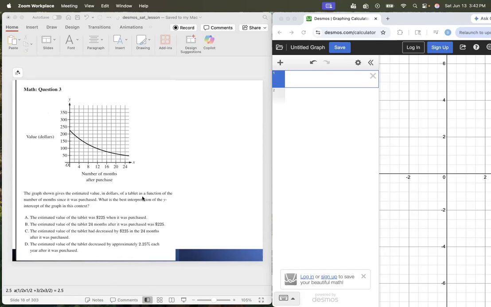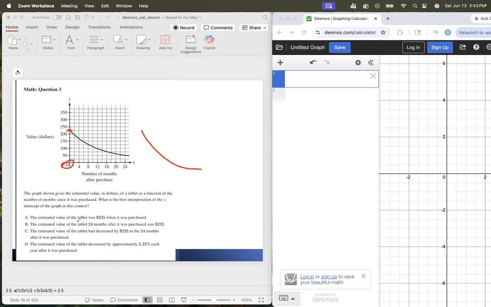The graph shown gives the estimated value in dollars of a tablet as a function of the number of months since it was purchased. What is the best interpretation of the y-intercept of the graph in this context? It looks like it's decreasing in nature. Every time they give you a function, you can look at it at 0. The y-intercept always indicates the initial value. It looks like an exponential function, therefore x is equal to 0 at the y-intercept. So that's the initial value we're looking for.